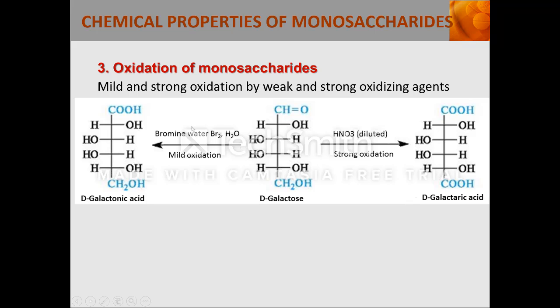In soft or mild conditions, monosaccharides form glyconic acids. For example, glucose oxidation by bromine water leads to the formation of gluconic acid. In strong conditions, monosaccharides form glycaric acids. For example, glucose oxidation by diluted nitric acid leads to the formation of glucaric acid.